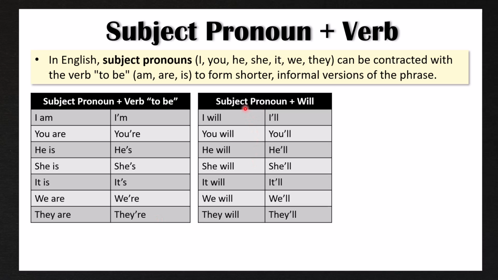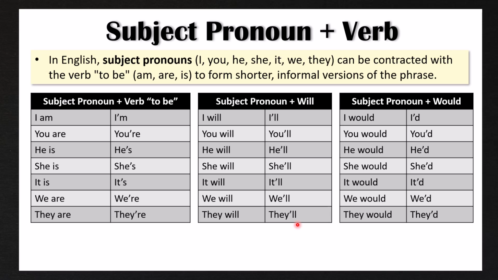We can also combine the subject pronoun with will and form contractions. I will, I'll. You will, you'll. He will, he'll. She will, she'll. It will, it'll. We will, we'll. They will, they'll.